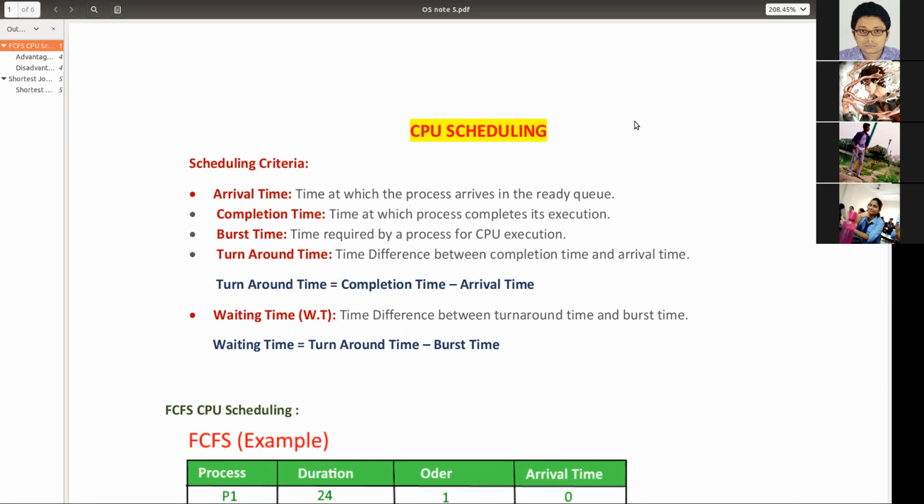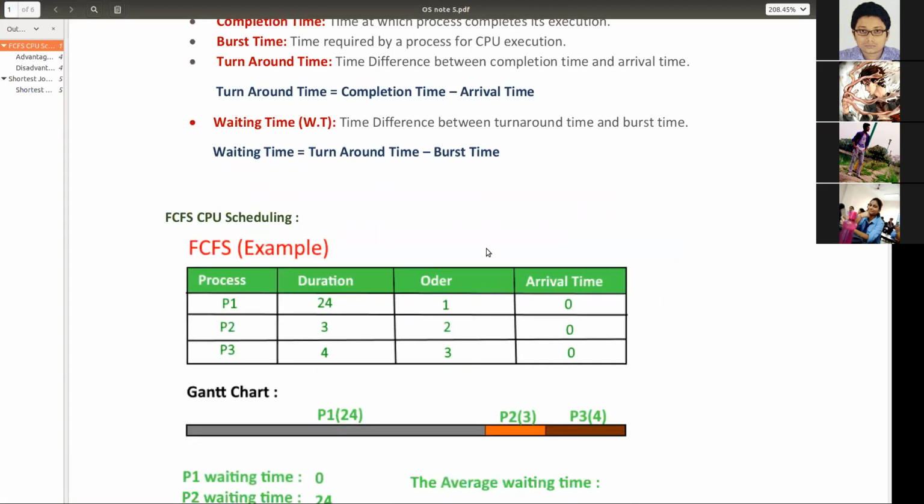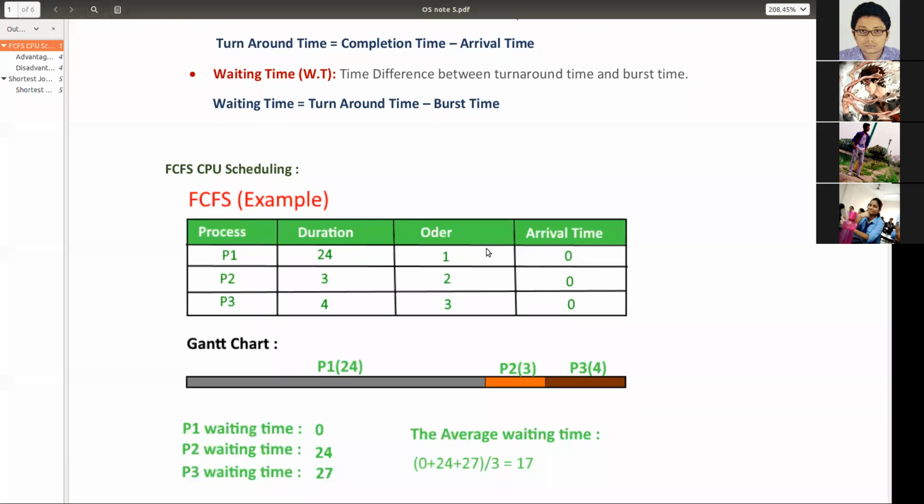So with these scheduling criteria, we have seen a few examples. Now, one example was this. There were three processes P1, P2, P3 with their durations 24, 3 and 4. Their order of arrival was 1, 2, 3. That means first P1 has arrived, then P2 and then P3, though their arrival time is the same and that is 0. So when their arrival time is the same, in first come first serve, we will follow their order.